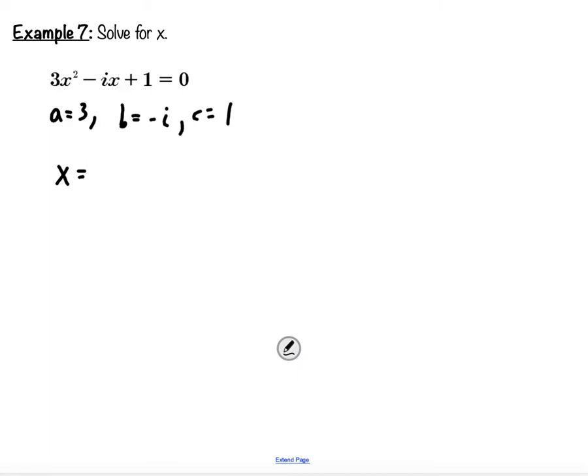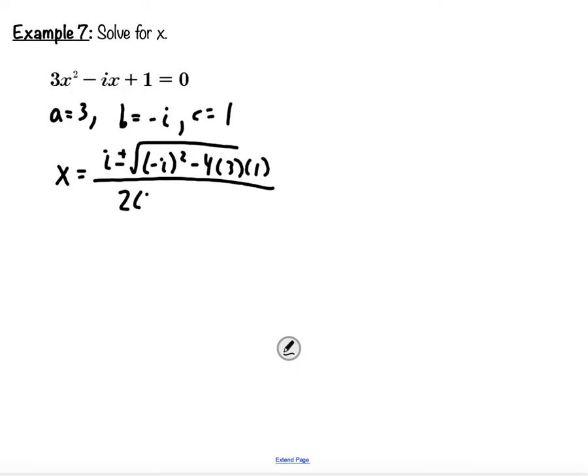So opposite of b there is i, plus or minus the square root of b squared minus 4 times a times c, all over 2 times a. -i squared there, the negative and the i being squared is just going to give you a positive i squared, and this i squared has a value of -1, so I'm going to put down i squared for now. And then 4 times 3 times 1 over there is going to give us a 12. i squared has a value of -1.